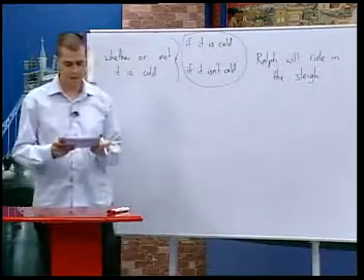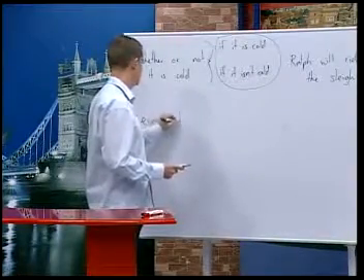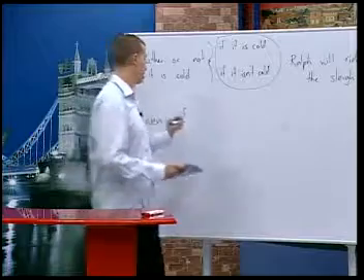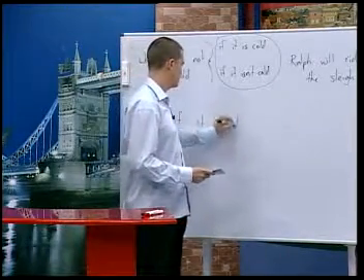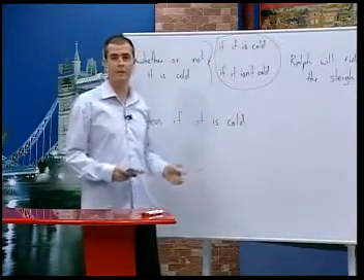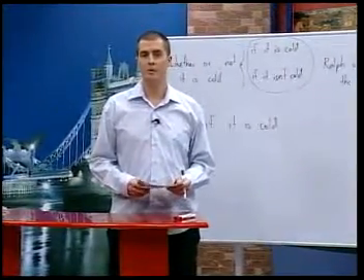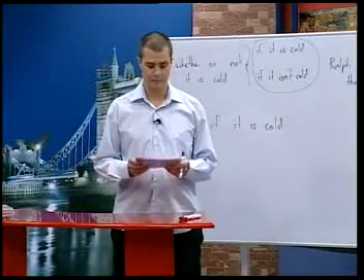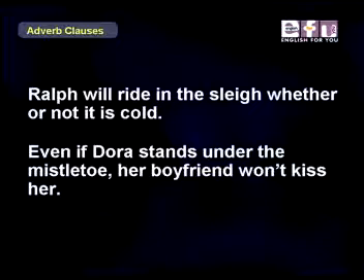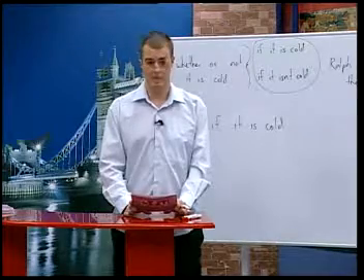It doesn't matter. Even if is close to whether or not. Even if is similar, but only one condition. Even if it is cold. Just one idea. Here we have if it is or if it isn't. Here, just one idea, if it is. But it's similar to whether or not. It means the result will not change. Ralph will still do the same thing he did before. Okay, in the second sentence, Dora's boyfriend won't kiss her anywhere. Not under the mistletoe or anywhere else. It doesn't matter if she is standing under the mistletoe, her boyfriend will not kiss her.